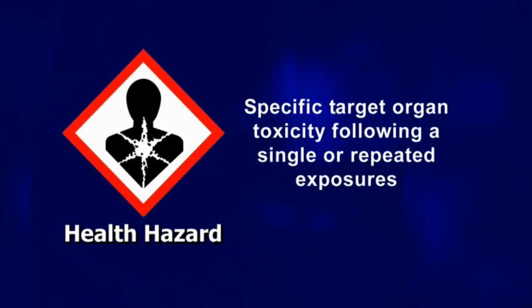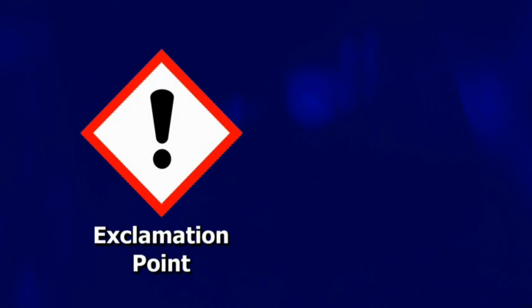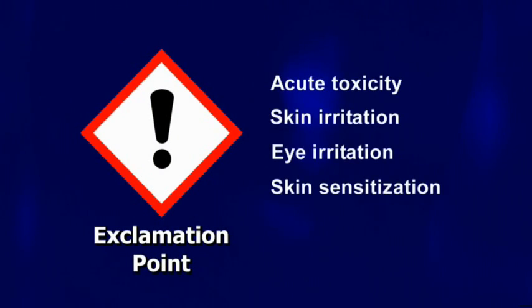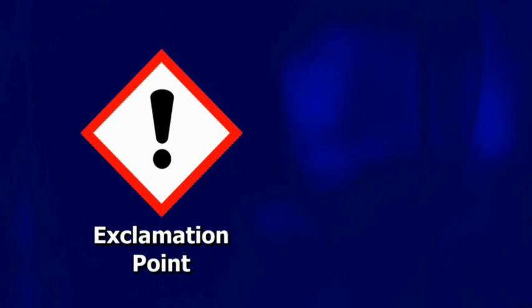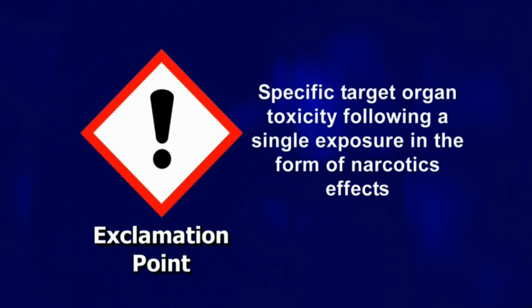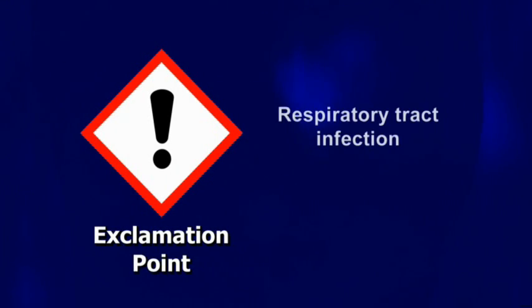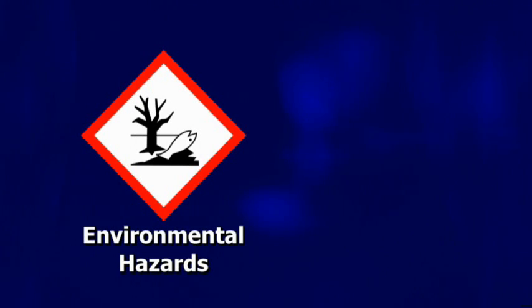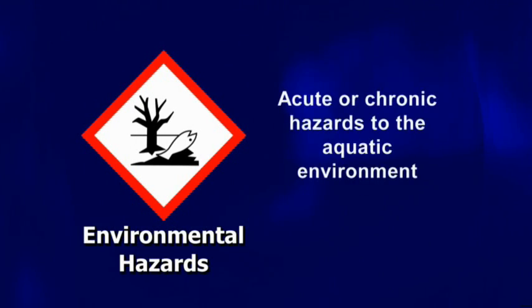or repeated exposures. The exclamation point pictogram is used for the health hazards of acute toxicity, skin irritation, eye irritation, skin sensitization, and specific target organ toxicity following a single exposure in the form of narcotic effects or a respiratory tract infection. A third type of pictogram is used to indicate environmental hazards. This single pictogram is used when a substance poses acute or chronic hazards to the aquatic environment.